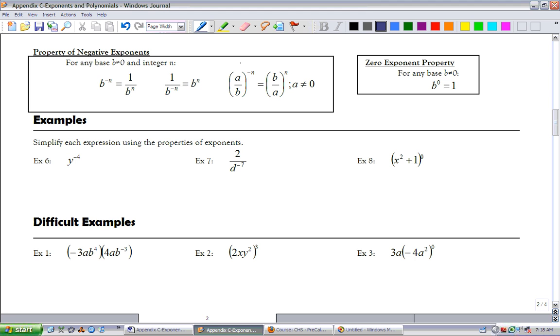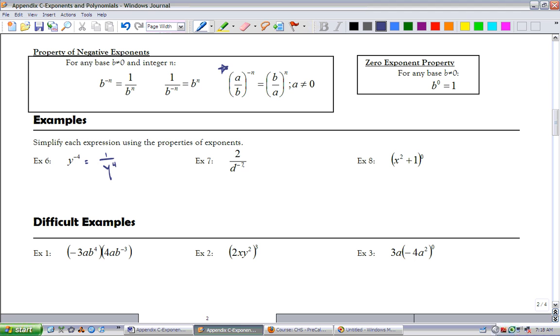And notice here, if it's a fraction, it just flips. Okay? Because that's what would happen if you put that fraction under 1. We'll take a look at that in class. But y to the negative 4th power would be 1 over y to the 4th.